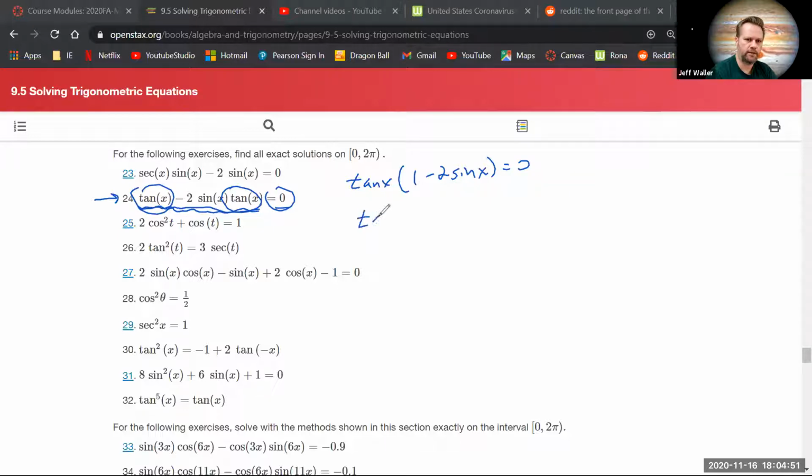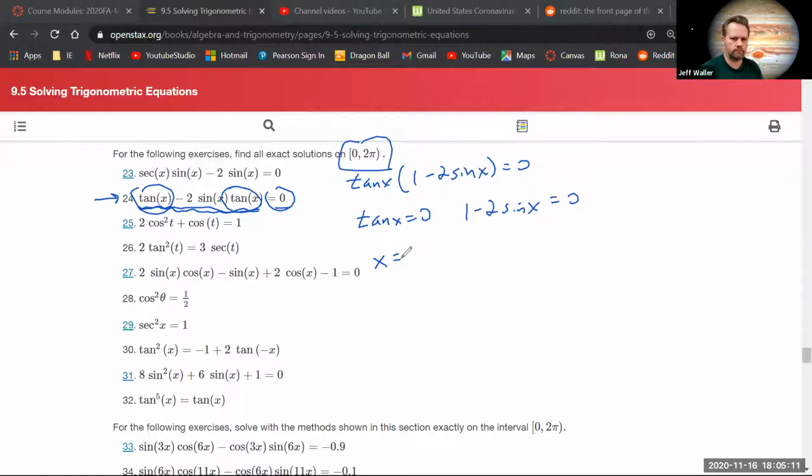And now that you've done this, you can do the same old thing we've done in algebra forever. You set each piece equal to 0. And this is specifically on 0 to 2 pi. So what angle makes tangent 0? What angles?